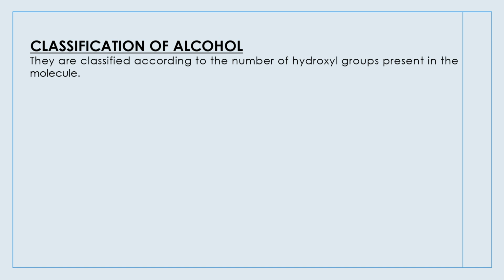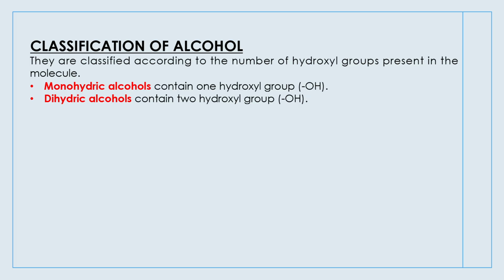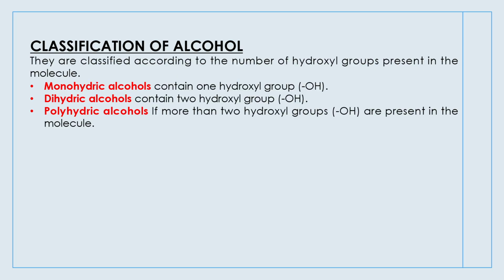The classification of alcohols. They are classified on the basis of the number of hydroxyl groups that are present in the molecule. For example, if one hydroxyl group is attached, it is monohydric. If two hydroxyl groups are attached or bonded to the carbon atom, that is called dihydric. And if the number of hydroxyl groups is greater than 2, it could be 3, 4 and so on, then this lies in the category of the polyhydric alcohols, where poly means many.